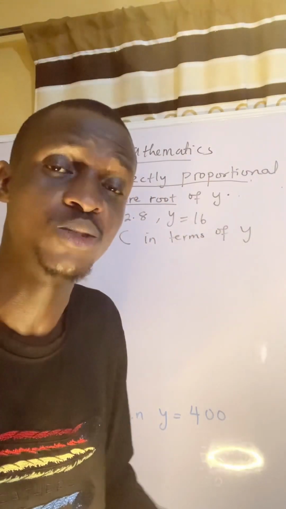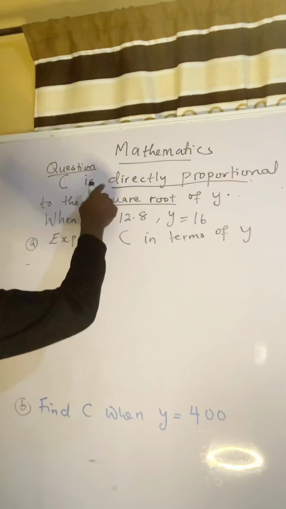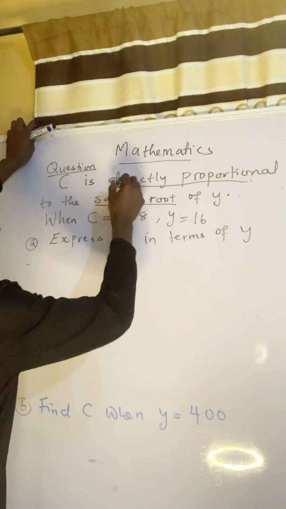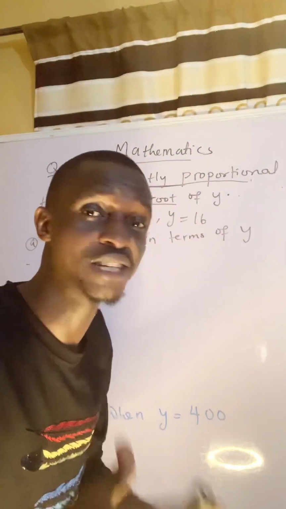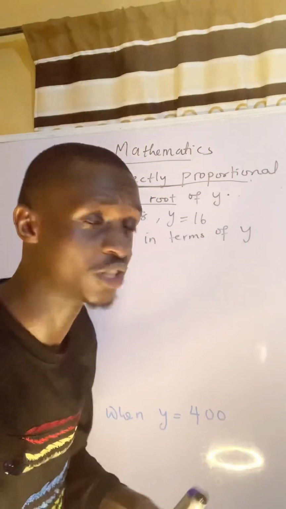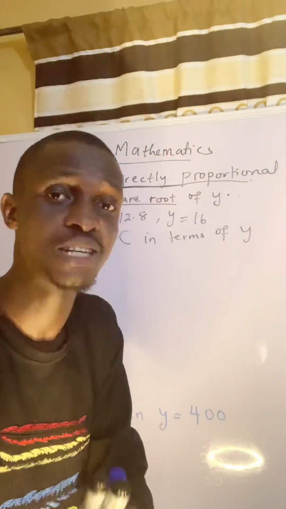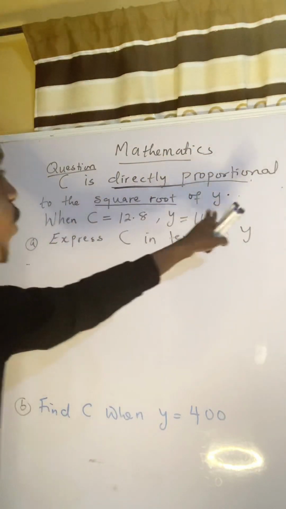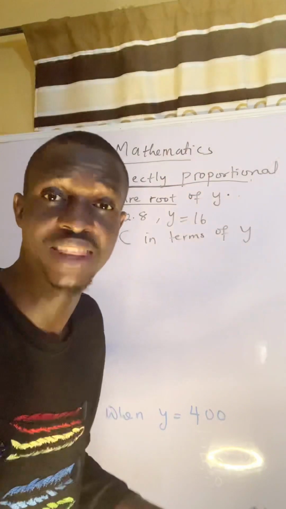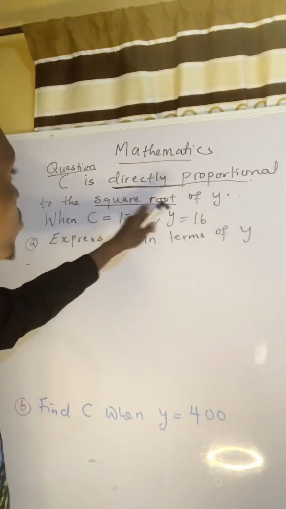So what we need to do is to get the logic of solving it. Now we are going back to the question. It says c is directly proportional. We have directly proportional questions and we have inversely proportional, so you have to take note if it is directly proportional or inversely proportional. Now this question is directly proportional to the square root of y. It can be anything. It can tell you the square of y. So in this case it is the square root of y.